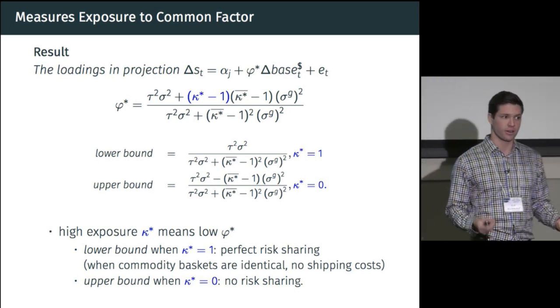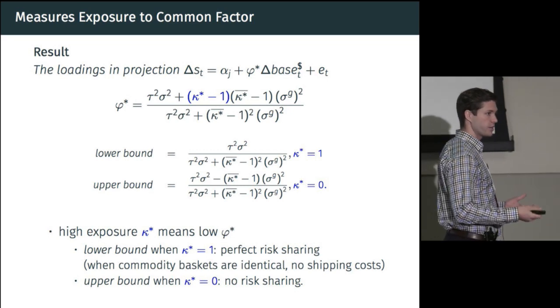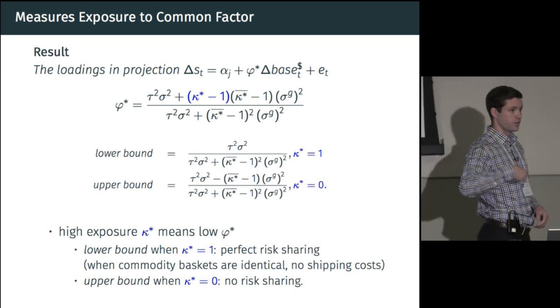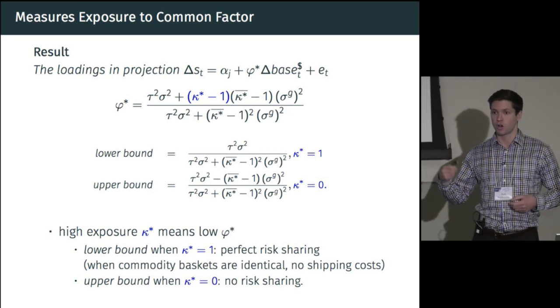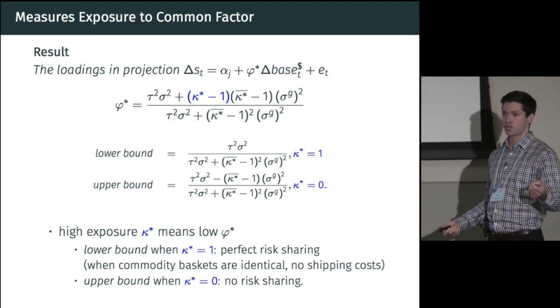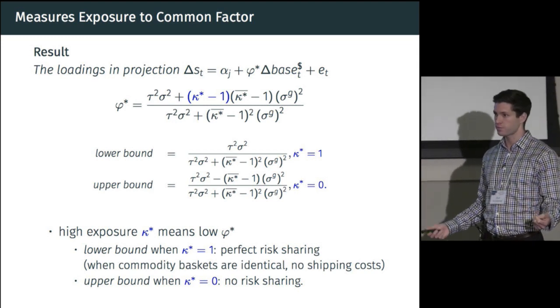Whereas something like bilateral exchange rate volatility is going to be contaminated by both idiosyncratic shocks that originate in the home country and idiosyncratic shocks that originate in any of the foreign countries.